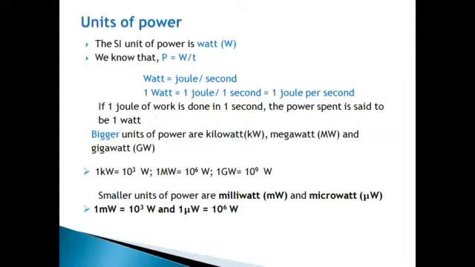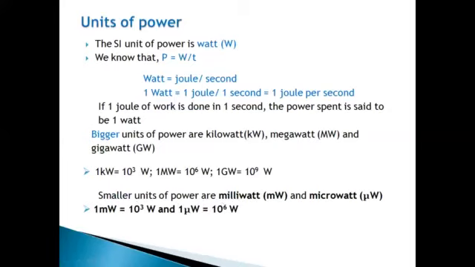There are some other units of power. Some bigger units of power are kilowatt, megawatt and gigawatt. 1 kilowatt is equal to 10 raised to 3 watts. 1 megawatt is equal to 10 raised to 6 watts. 1 gigawatt is equal to 10 raised to 9 watts. The smaller units of power are milliwatt and microwatt. 1 milliwatt is equal to 10 raised to minus 3 watt, and 1 microwatt is equal to 10 raised to minus 6 watt.